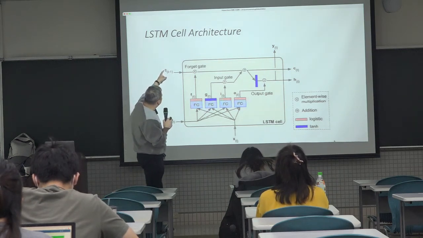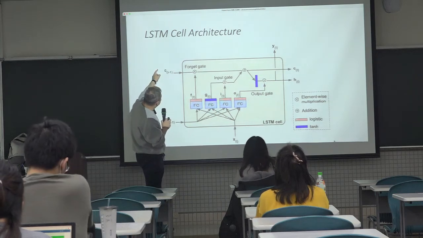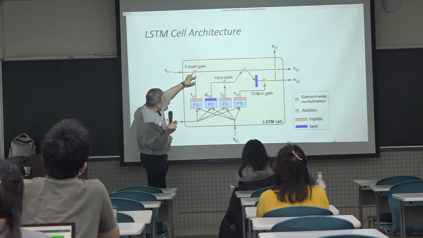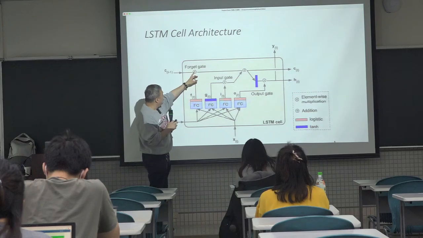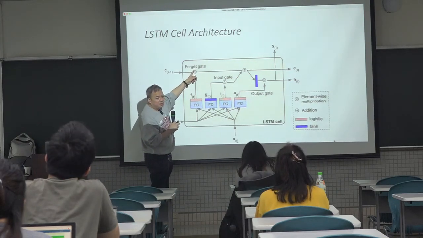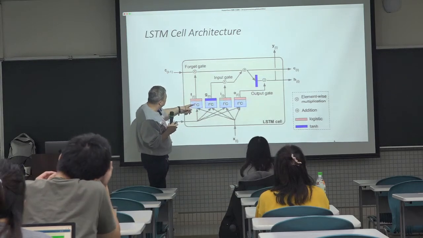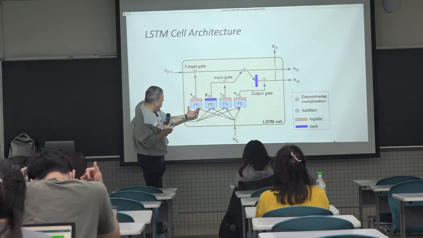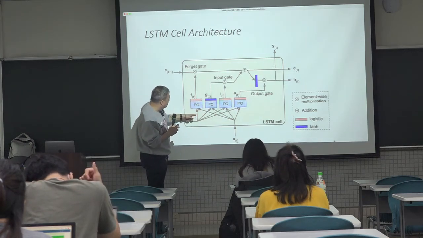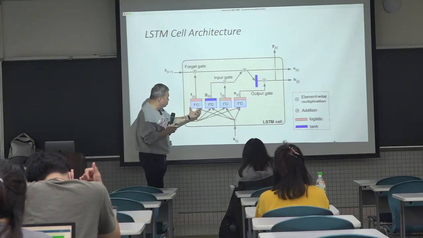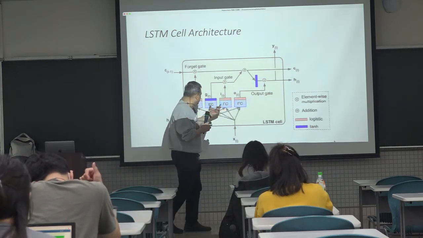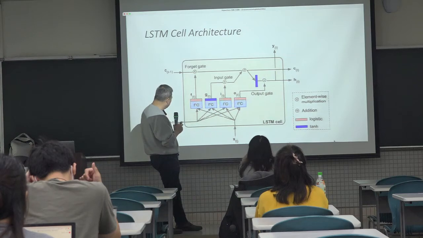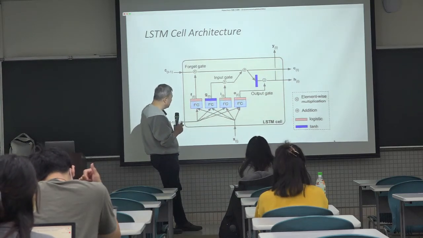Let's take a closer look at this long-term memory. When C comes in, first it goes through this forget gate. This forget gate is a multiplication, so it will be multiplied by the output of this FC. We call this the forget gate. And just like the other gates, it is controlled by both the feedback of the short-term state and the current input.